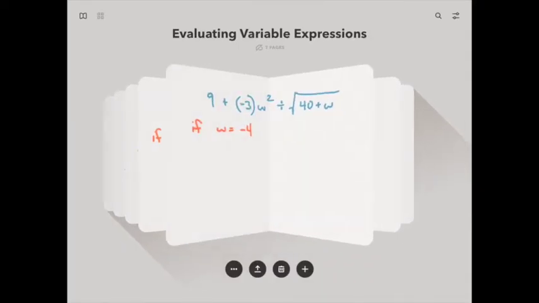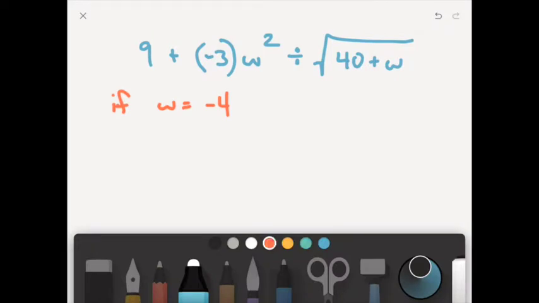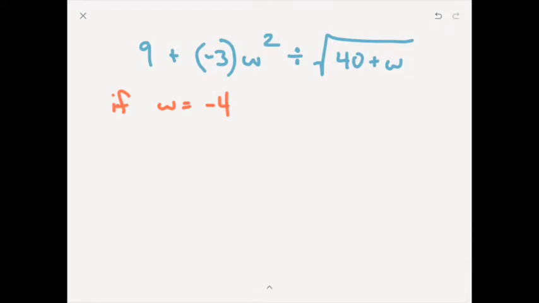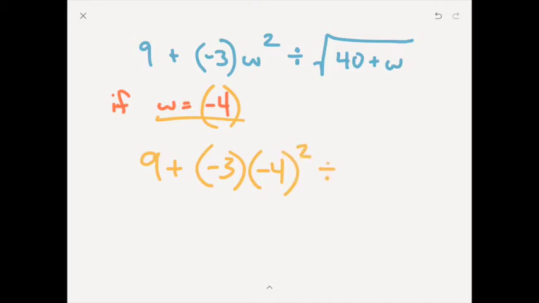All right, one more example, and we'll let you practice. So same idea. There's really a lot of just repetitive stuff here. So long as you get yourself into good habits, you shouldn't find that you have too many problems. I'll start by substituting in W. Everywhere there's a W, it's going to be a -4. Again, -4 in parentheses will really help me out. So 9 plus -3. Here's my W, so I'm going to put in a -4 instead of the W to the second power divided by the square root of 40 plus, again, -4, not W.